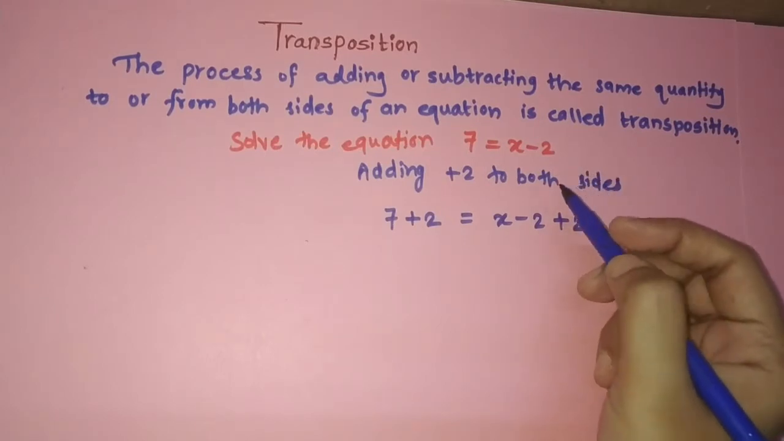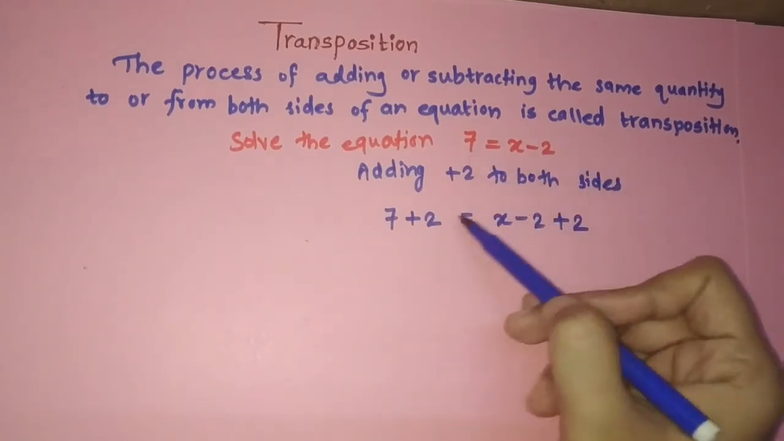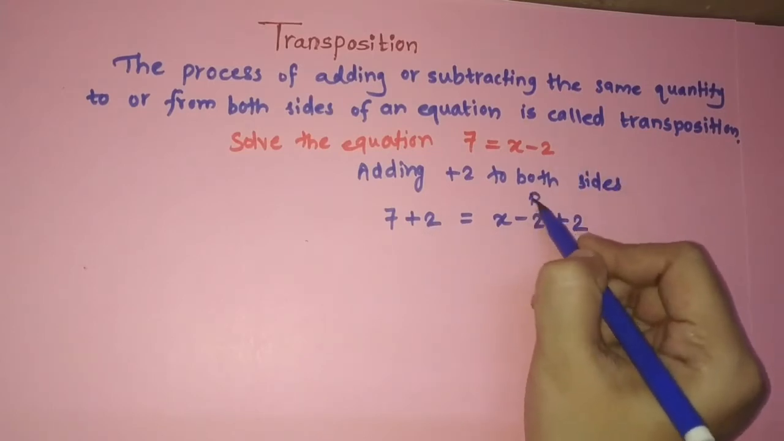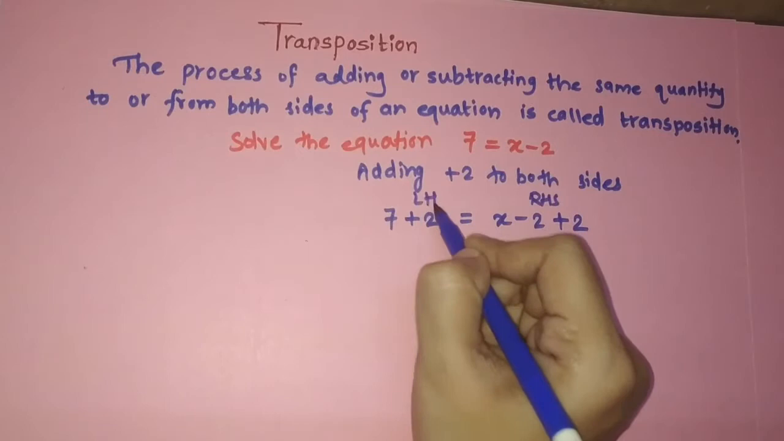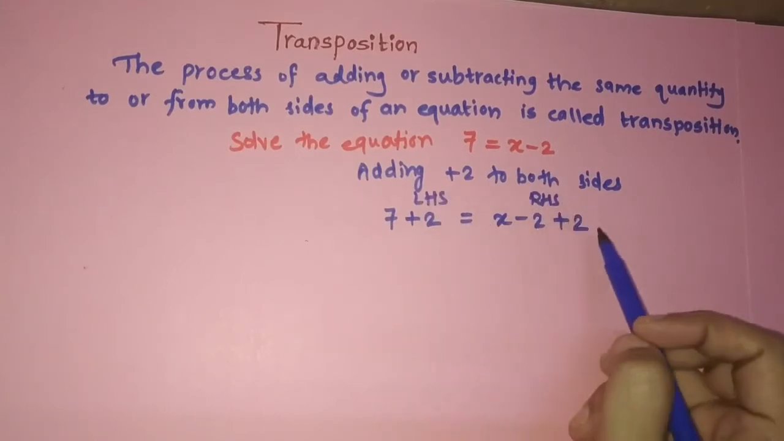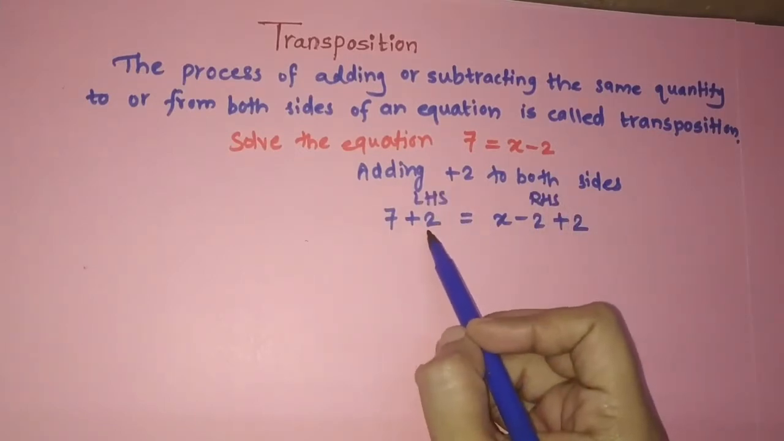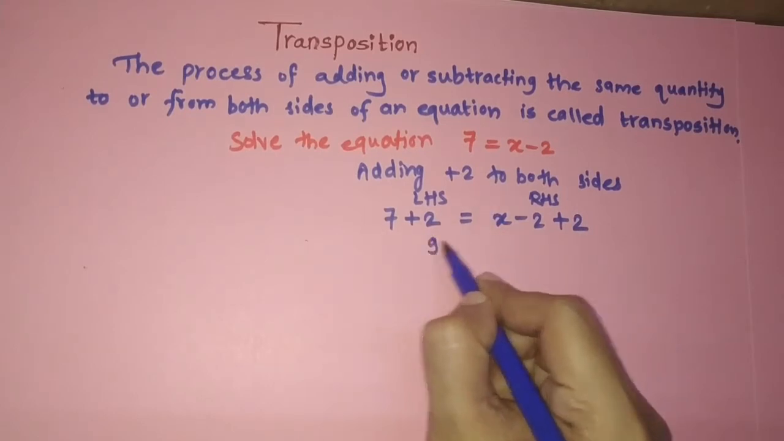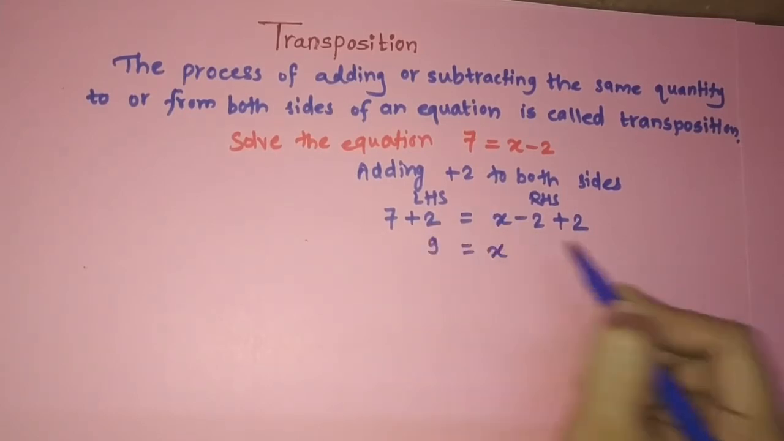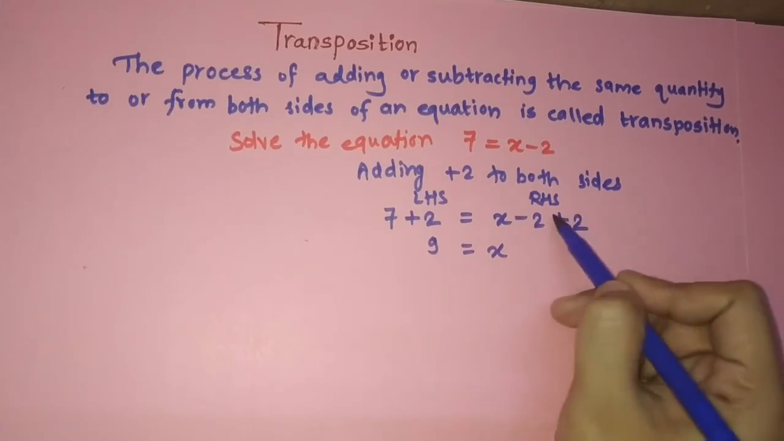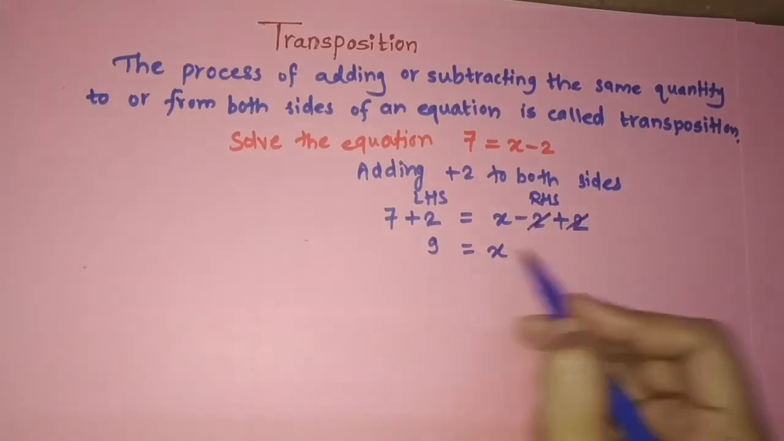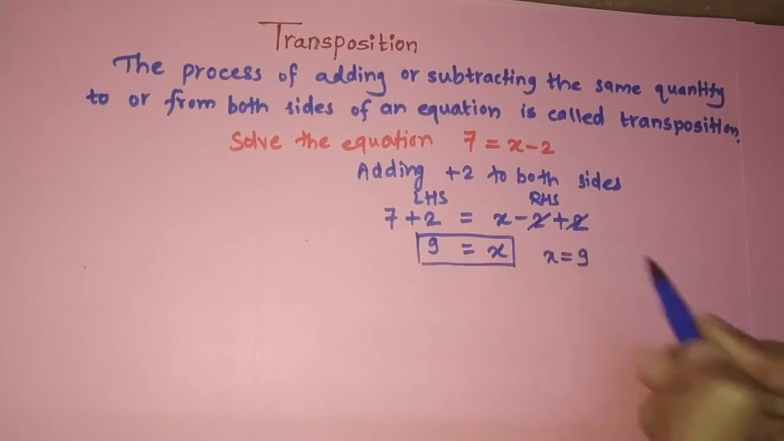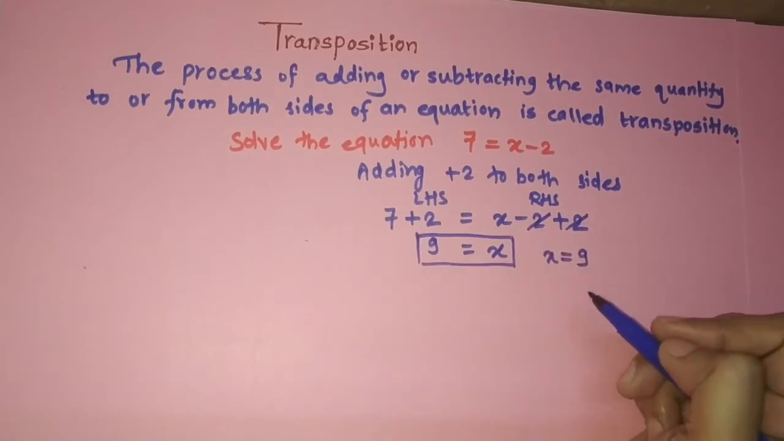So friends, what you are seeing here is that to both sides, the RHS and the LHS, this is the right hand side and this is the left hand side, I am adding plus 2 on each in order to keep it balanced. So 7 plus 2 gives 9, and here you get x. This minus 2 and plus 2 cancel each other. So you are getting the value x is equal to 9. You can write it like this also, x is equal to 9.